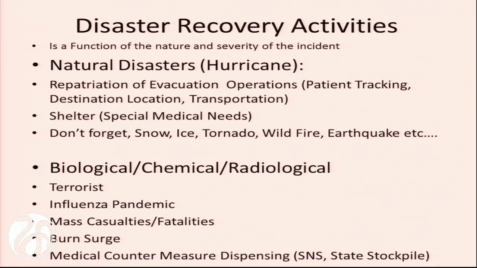The disaster recovery activities are really a function of the nature and the severity of the incident. The key issue here is that we need to bring people back to their homes in natural disasters, as in hurricanes. You can see that the key is the repatriation of evacuation operations. Sometimes you can't bring them back right away, which raises the issue of shelters, special medical needs shelters. And it's also important to mention, it's not just because of the hurricane, but there are many other situations, snow, ice, tornadoes, et cetera, that we have to be concerned about.